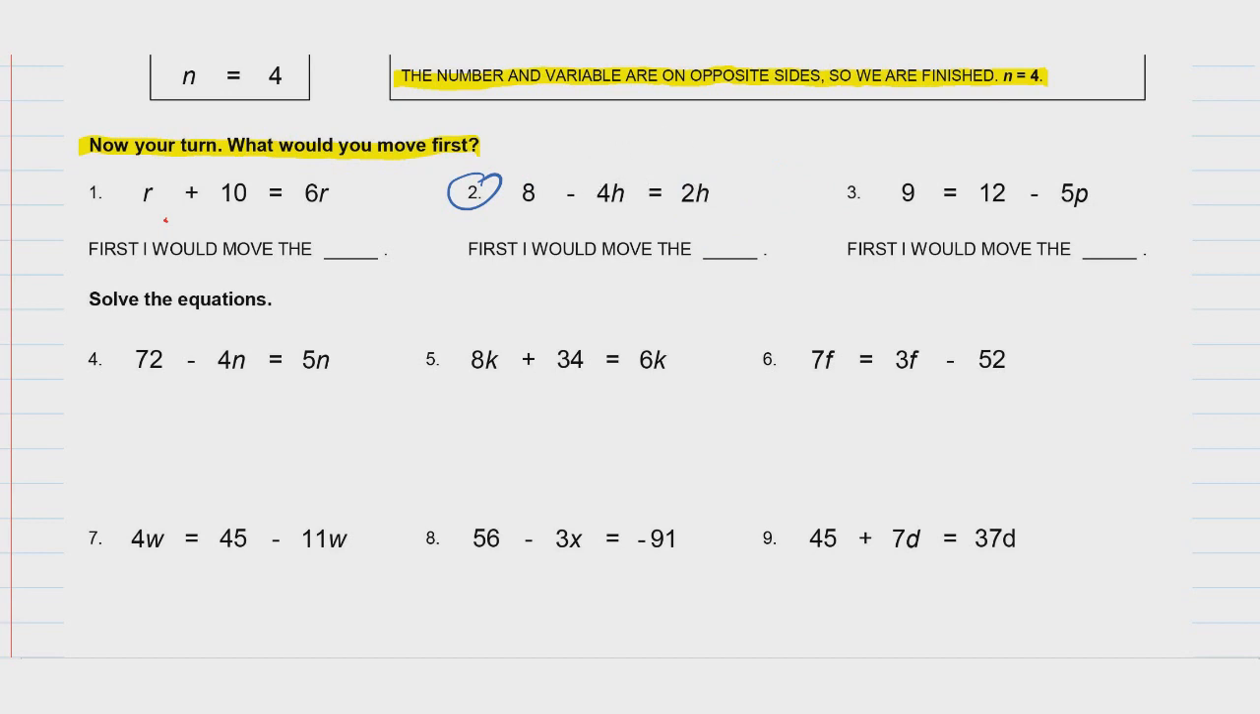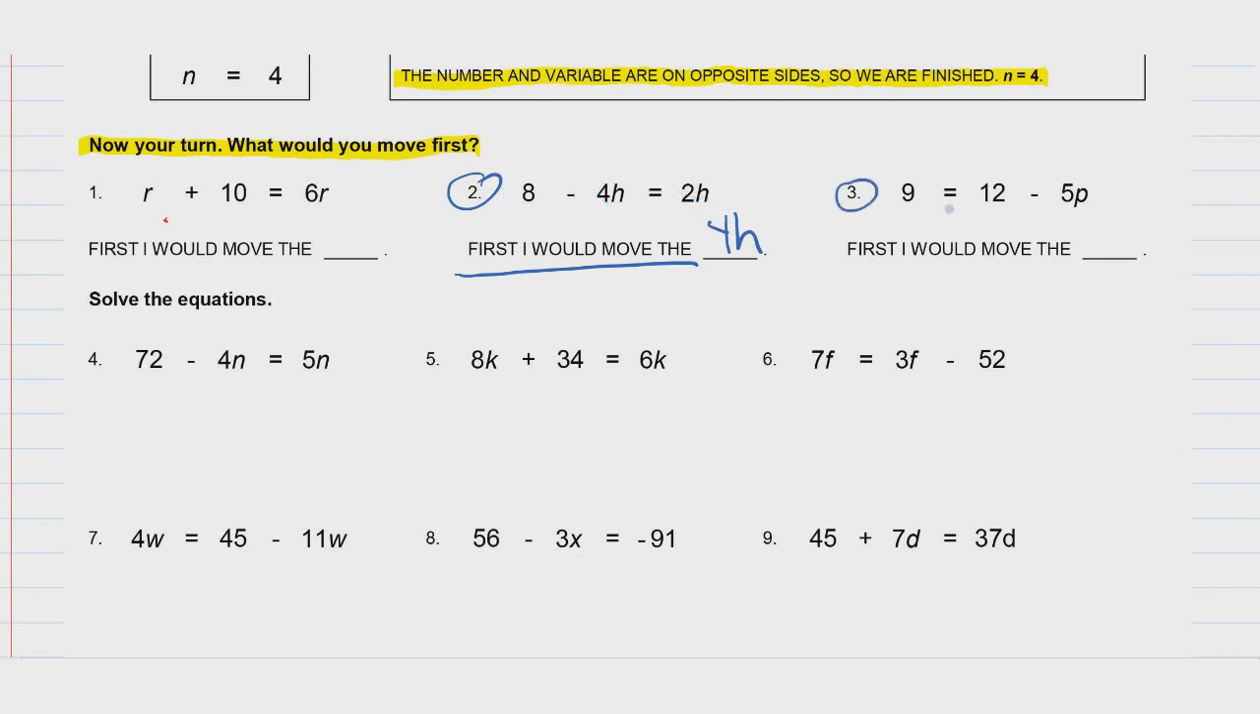By the way, I like using that happy and not happy terminology, as you hear me sometimes say, because your goal is to make everyone happy, and to make everyone happy, you have the variables separated from the numbers. So let's say we move this 4h over here. Well, it would be gone, so guess what? The 8 would be happy. That would be a good thing to do for your first move. So first I would move the 4h, and by doing that, you're basically moving all the variables over to here.